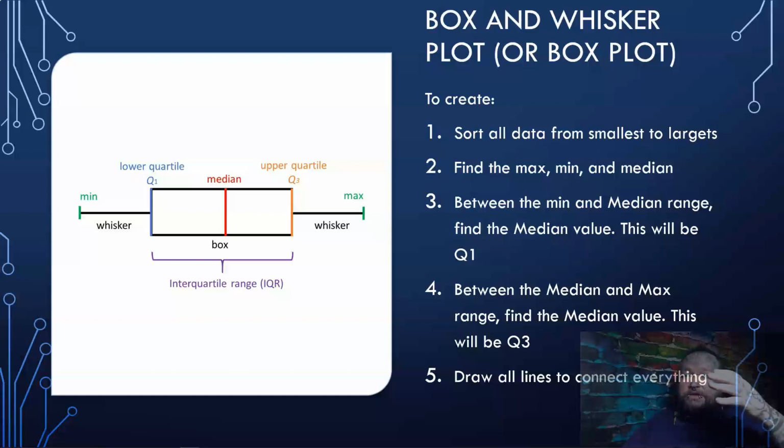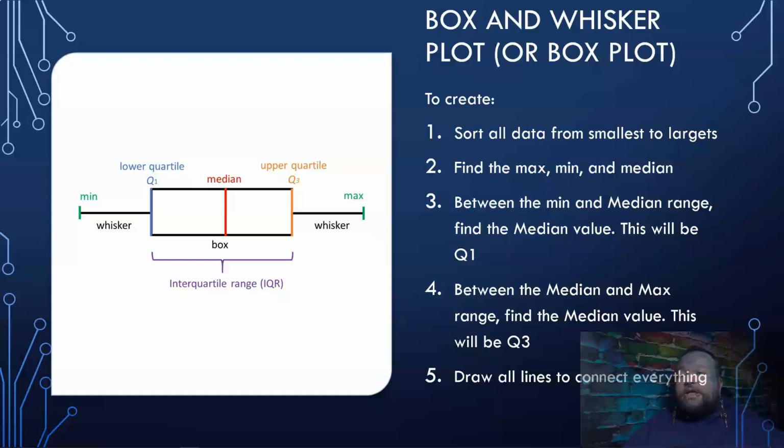So first, just sort all the data you have from smallest to largest, find the max, find the min, and find the median. Then between the min value and the median value of that sorted data, you find the median of that again. You call that Q1. And between the median value and the max, you find the median of that, and you call that Q3. And you draw the lines all connected together.